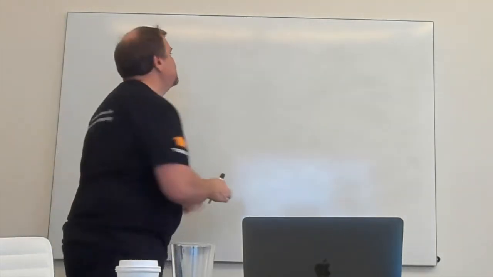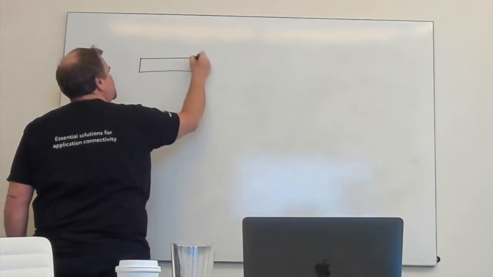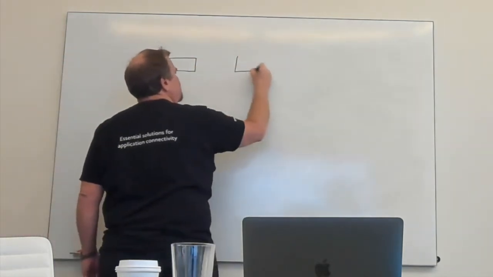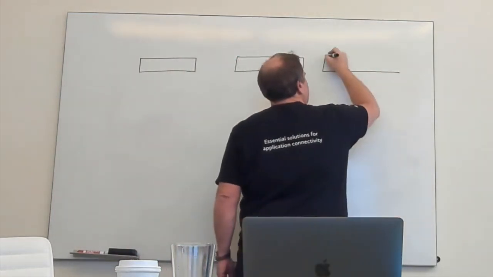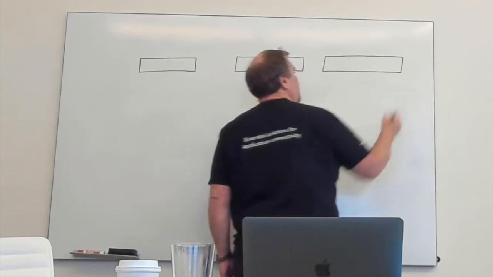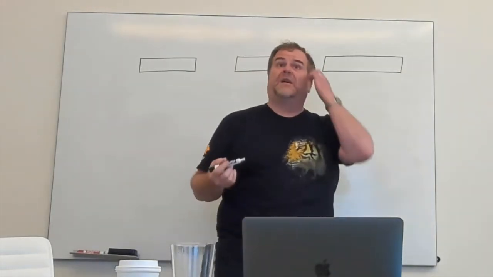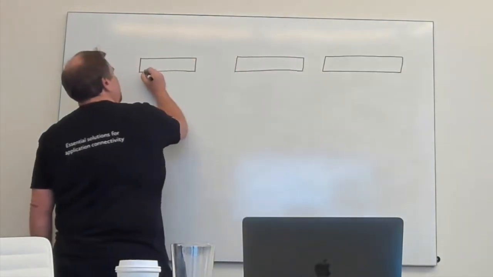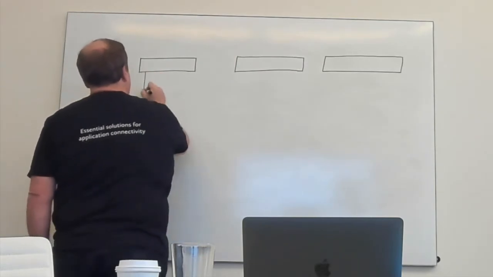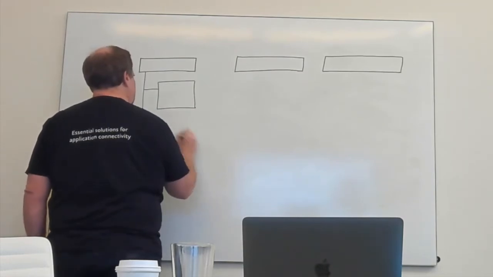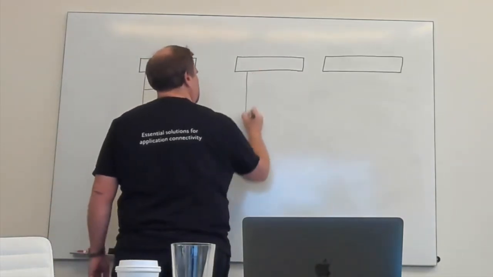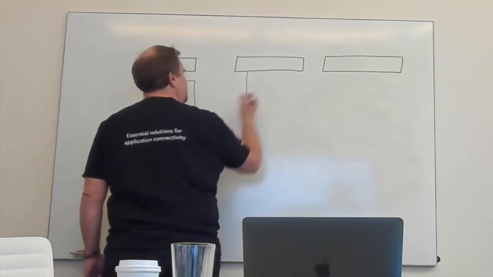So let's draw your putative data center. So we're going to draw 3 racks. And each of these is the top of rack switch. And I'm going to draw the Kubernetes use case here with Calico, just so everyone understands. And then off of this top of rack switch, I have some number of hosts.